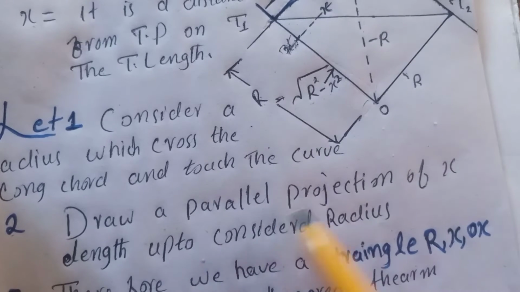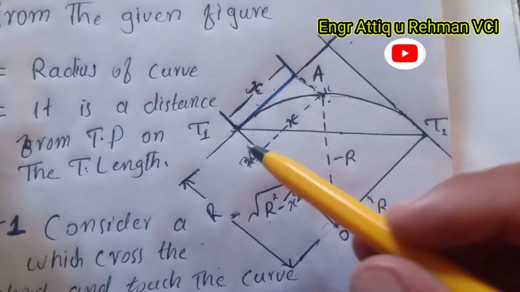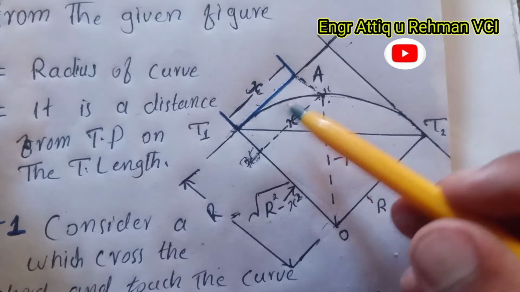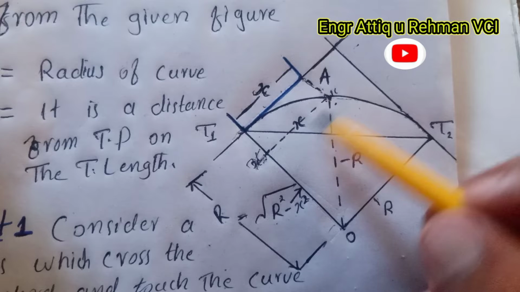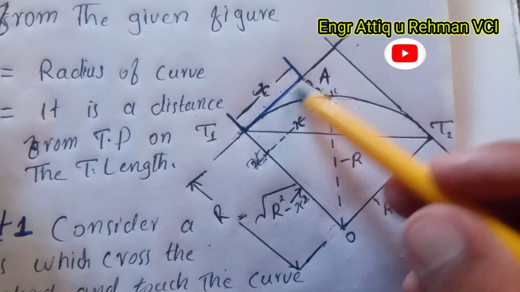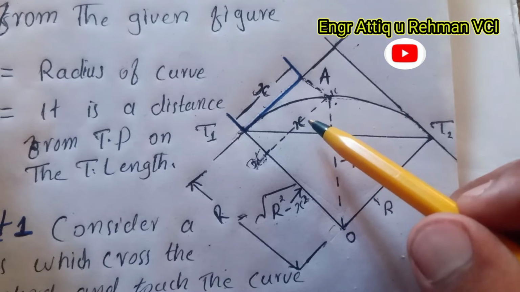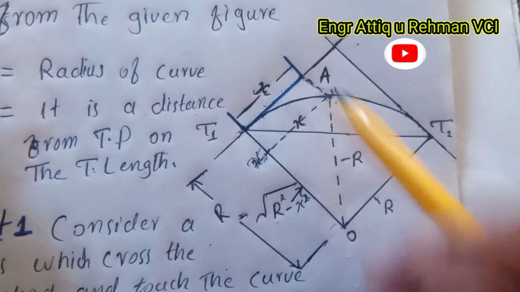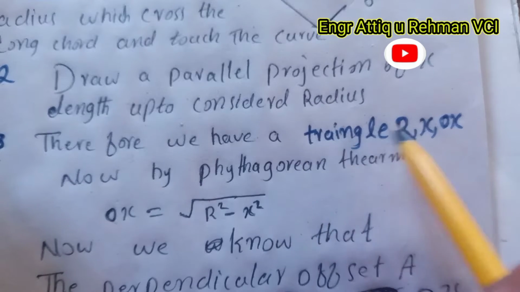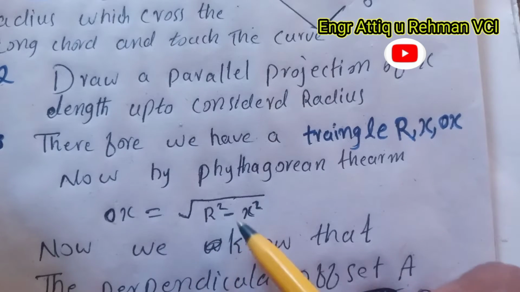And the second point: draw a parallel projection of x length up to the considered radius. Draw the x length projection up to the radius, which is equal to x. As you know, the broken line shows the projection of this length, and the length of this projection is exactly equal to this length. And third, therefore we have a triangle r, x, Ox. Now by the Pythagorean theorem, Ox is equal to under root r square minus x square.